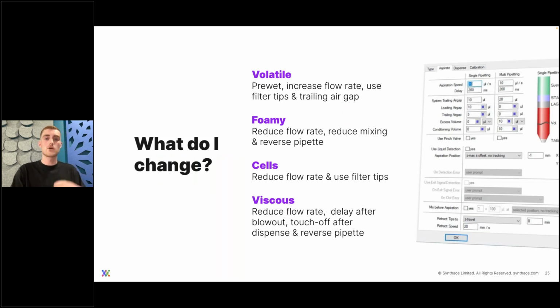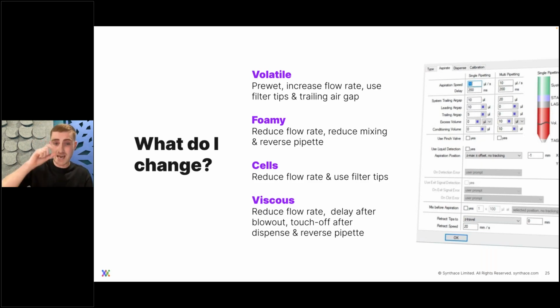So I mentioned some common categories of liquid, and we spoke about how we might handle them manually. So we just have to apply that logic to our liquid handler. So I've got some examples here of parameters that we might tweak for specific types of liquid. So we've got a volatile liquid. Usually we could add pre-wet cycles to increase humidity in the tip and prevent that pressure buildup, which ultimately leads to that droplet forming. We can increase flow rate to give the liquid less time to drip out the tip, and use filter tips due to vapor formation.